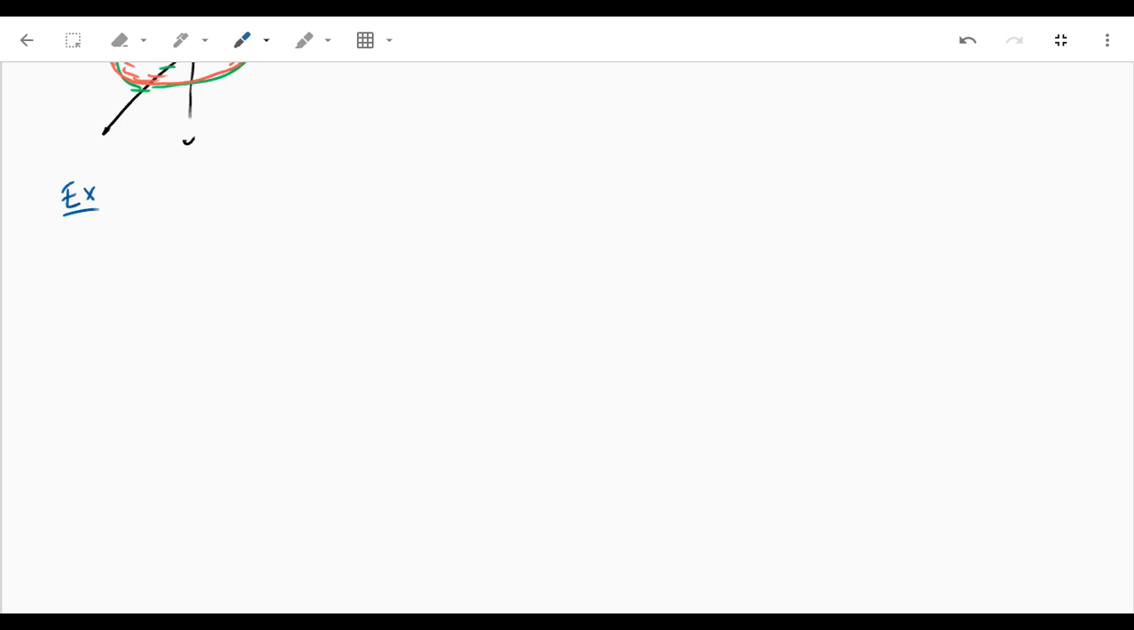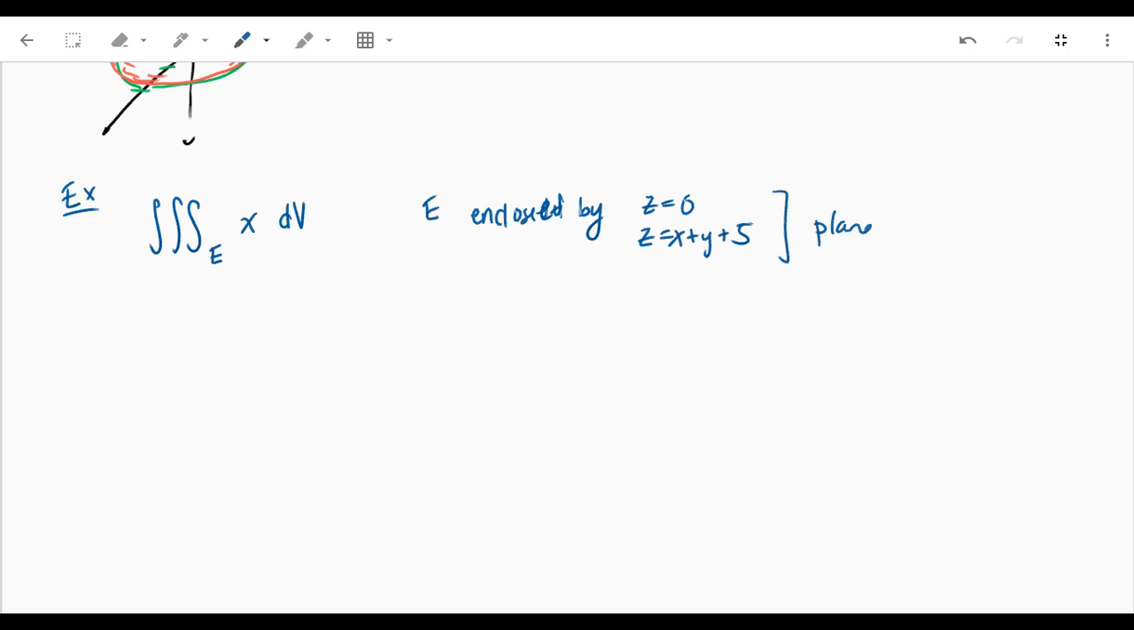In number 20, we're going to evaluate the triple integral over E of x dV, where E is enclosed by the planes z equals 0 and z equals x plus y plus 5, and the cylinders x squared plus y squared equals 4 and x squared plus y squared equals 9. That should make sense that those are cylinders, right? Those are circular cylinders even.